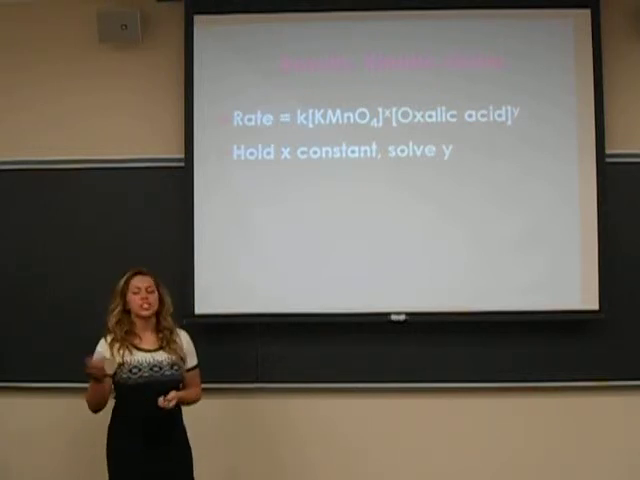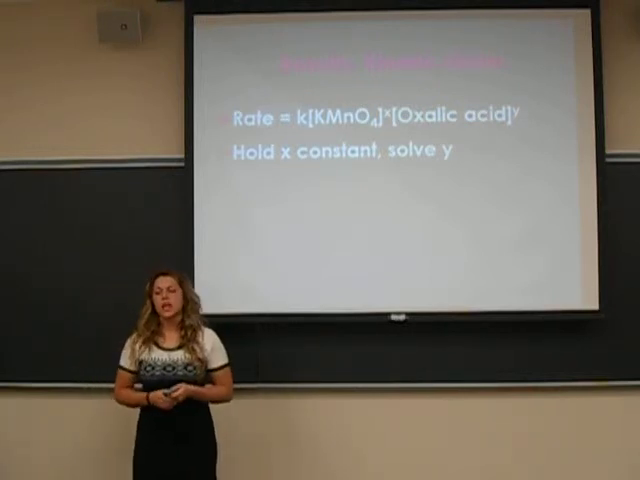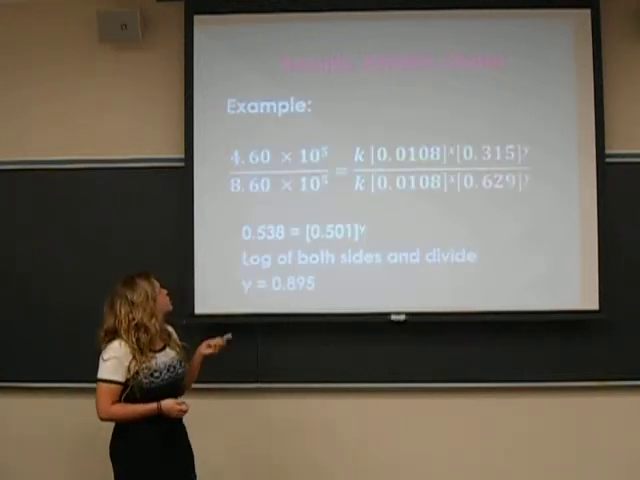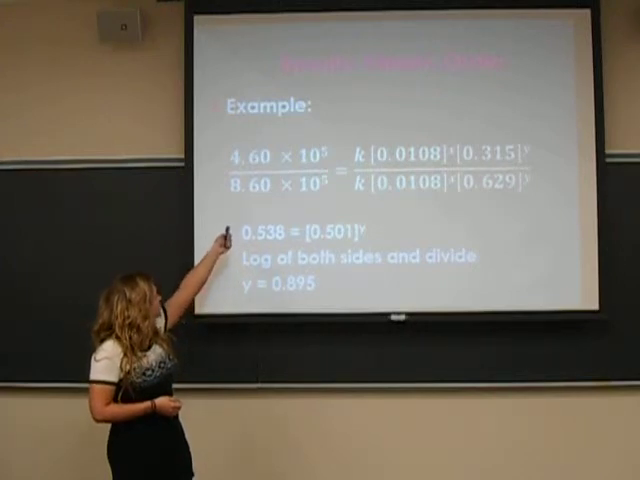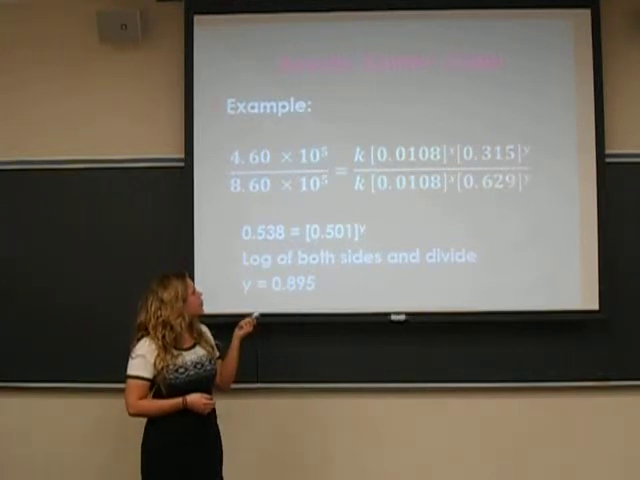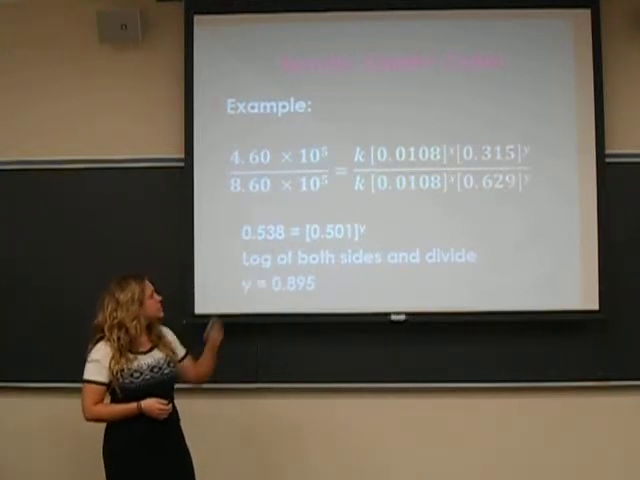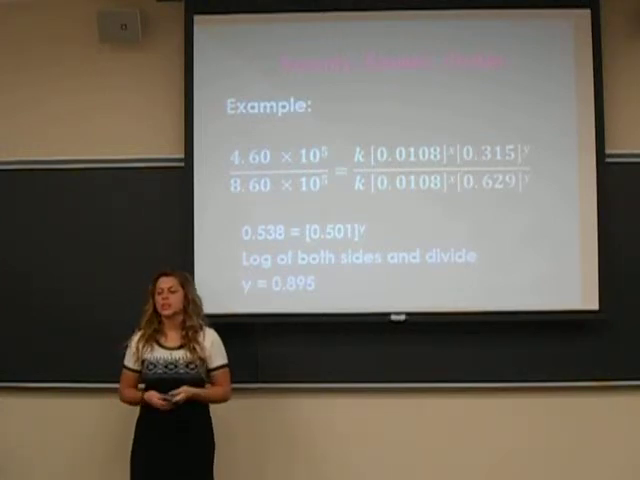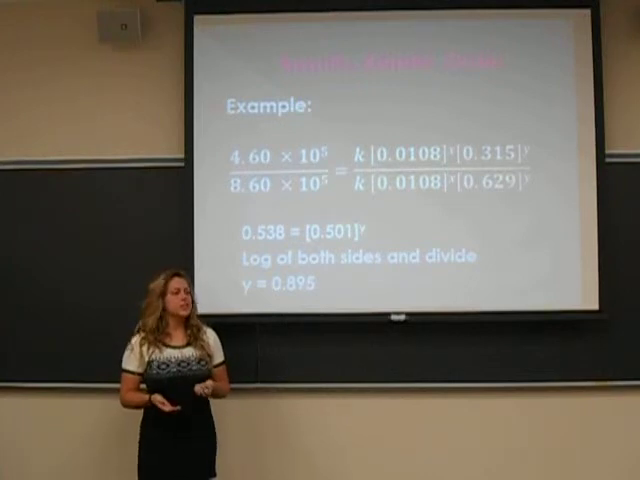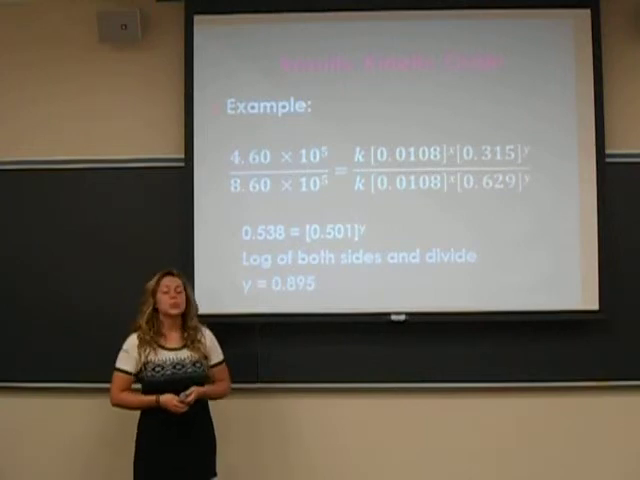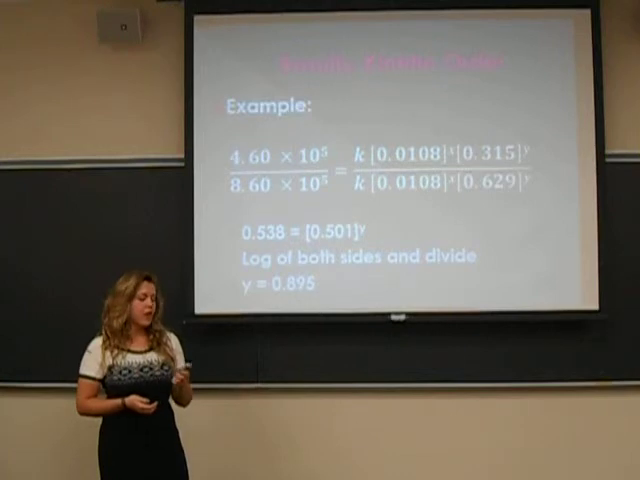Now we can find the kinetic order using this formula, k times the concentration to the x order, concentration to the y order. For this specific example, I held x constant and solved for y. You can see here we have our rates on the left side, and then we move over and solve for y because the x's cancel and the k's cancel. We specifically chose these experiments so that we could cancel those. And by taking the log of both sides and dividing, we found that y was equal to 0.895. Once you know y, you can just plug it right back into the equation to solve for x.